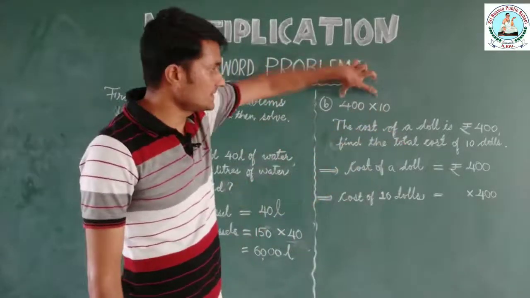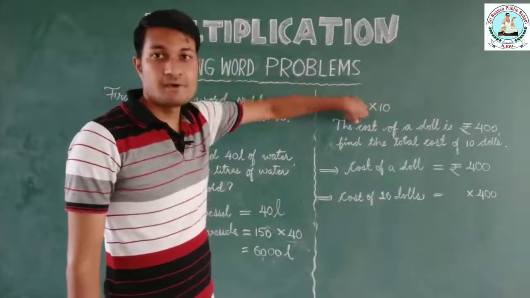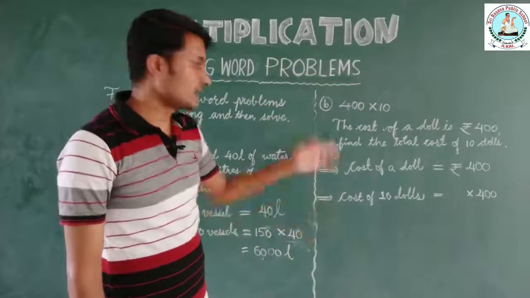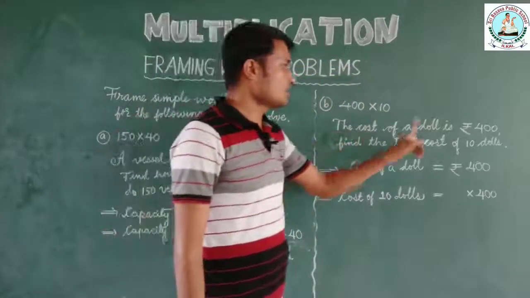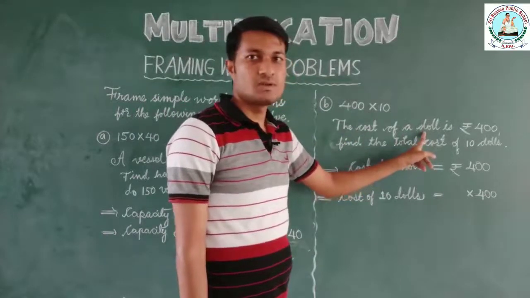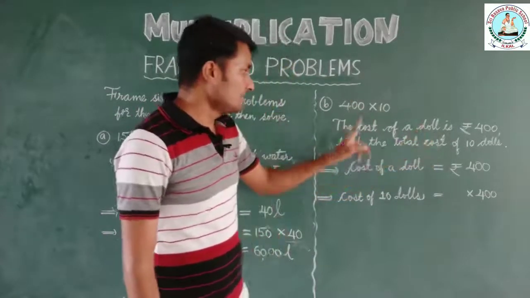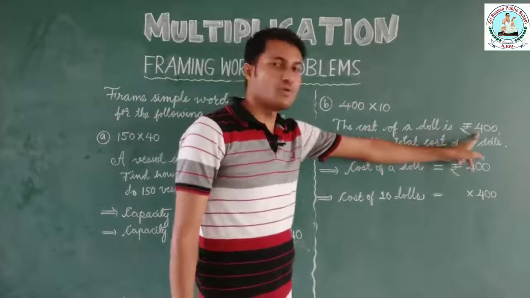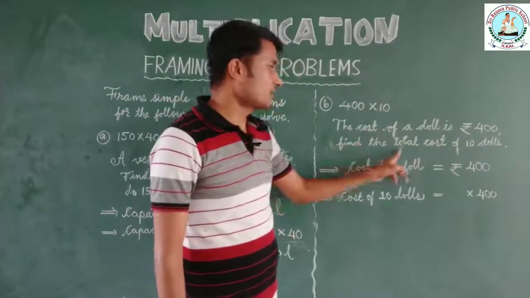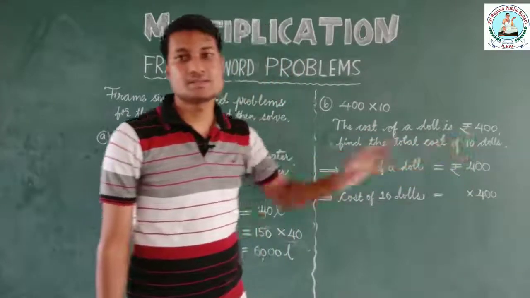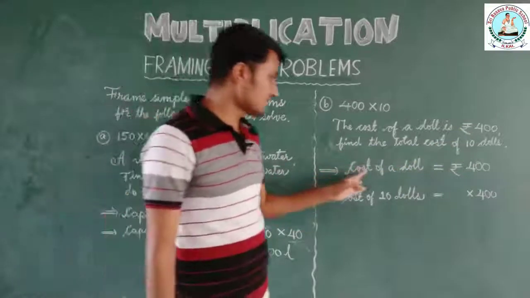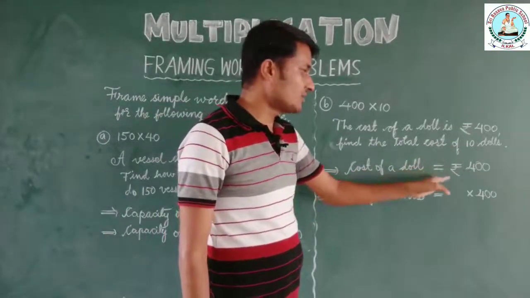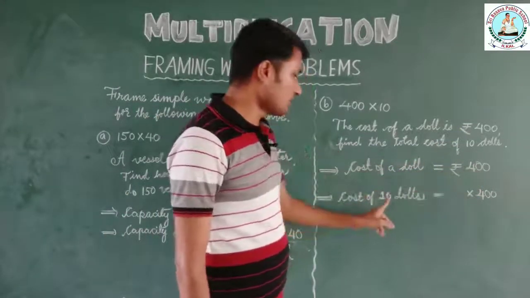So next numbers are 400 times 10. For these numbers I framed already a story problem that is like this. The cost of a doll, means a toy, right? The cost of a doll is 400 rupees. Then find the total cost of 10 such dolls. So first sentence would be cost of each doll is 400 and cost of 10 dolls.